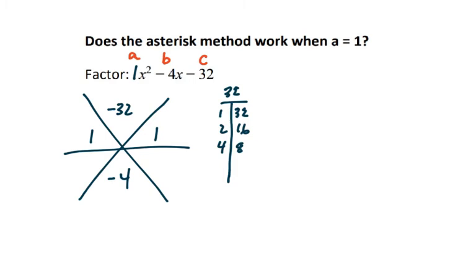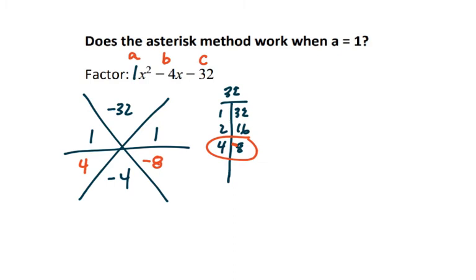and, because it's negative, the only ones that have a difference of 4 are 4 and 8. And because the 4 is negative, the larger number has to be the negative one. We have 4, we have negative 8.